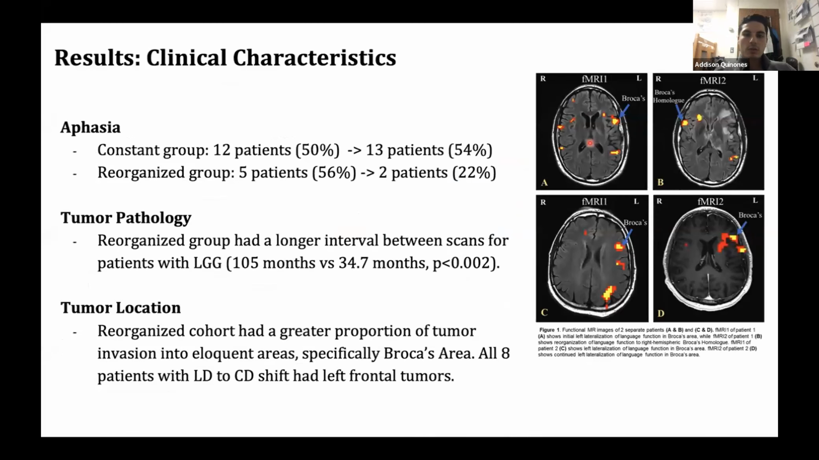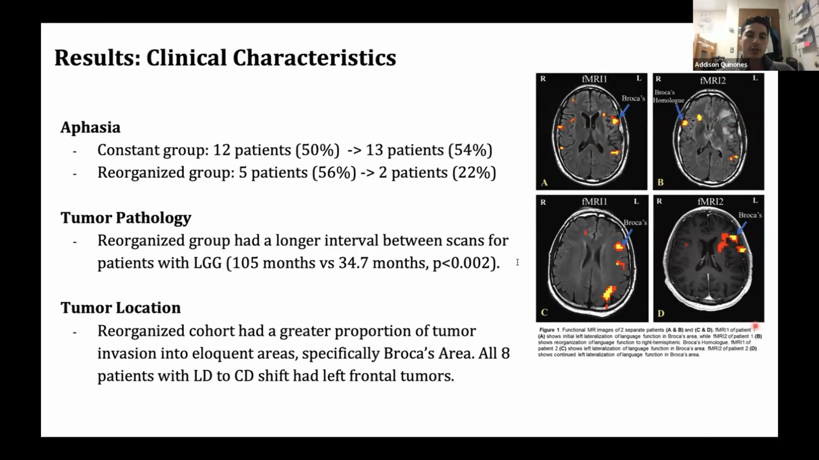Okay, so now moving on to some clinical characteristics. We reviewed the patient's clinical data, and it showed that initially 50% of the constant group had aphasia prior to the first fMRI, which increased to 54% after the second scan. However, the reorganized cohort started at a similar rate, 56% aphasia, but this actually decreased to 22% after the second scan. So while the number of patients is too small to generate meaningful statistical tests, it seems as though there may be some association between the conservation of language function and patients with translocation.